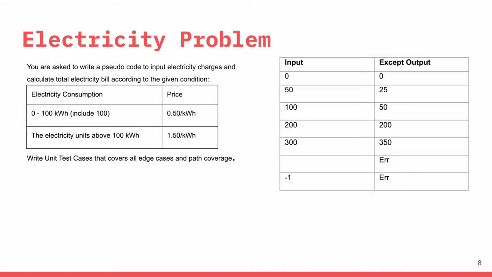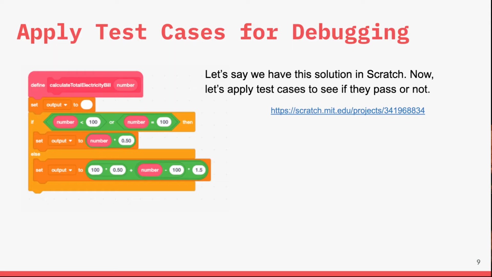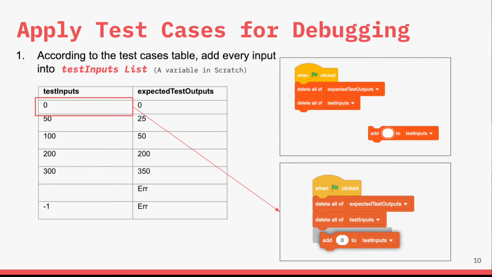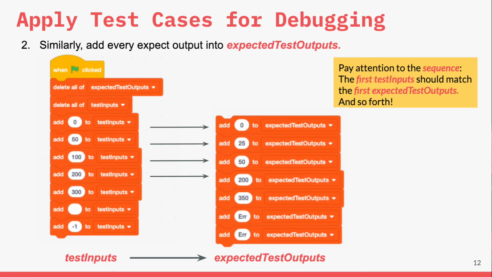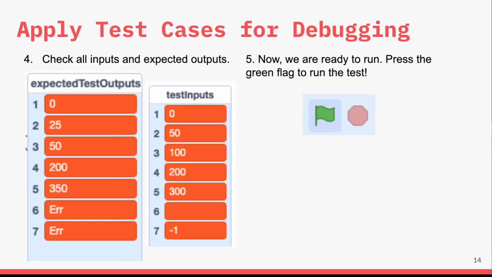Let's continue the problem from the last module and use it in our codes. How can we use the unit test cases to find the errors in the code? Let's try to do it in Scratch. If you want to see the code, you can go to the link below the video and explore around. Here, firstly, we can write in a list all the test inputs and outputs we are expecting. We can see the list with the corresponding values in the same position. Now, let's run the code and see if it works.